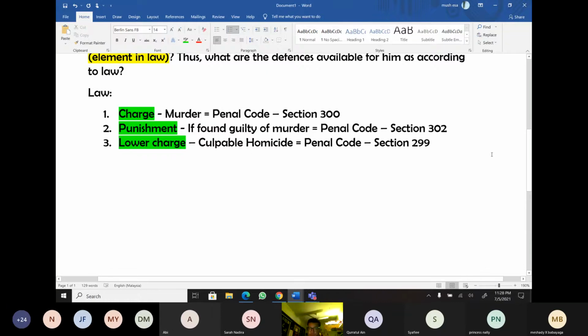Okay, because he doesn't have the intention, but the problem is when I added just now that he used parang. So the next will be the reasonable man test, because the court will ask whether that parang is really, you nak bunuh orang tak sengaja tapi you guna parang. Betul tak? So the court will look at the evidence that the defendant did lah.